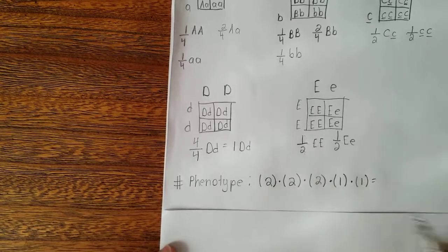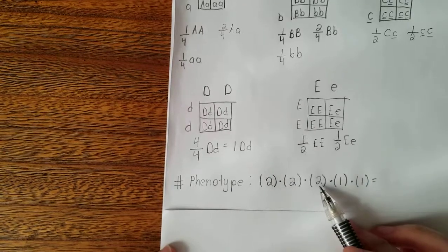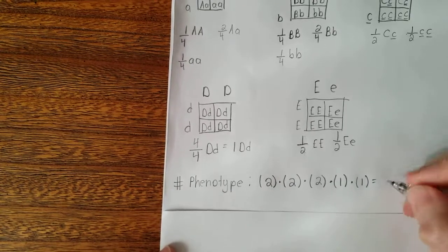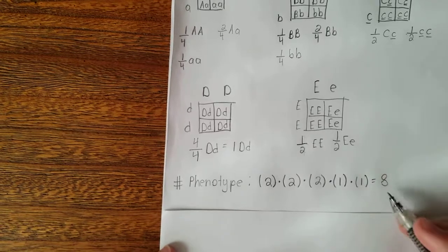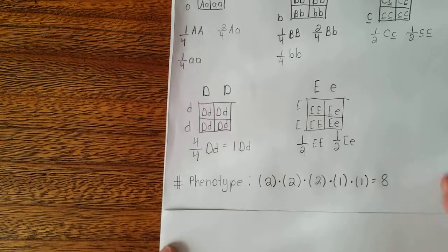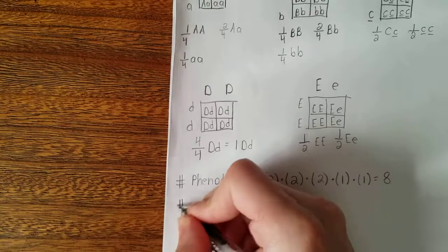So just multiply. 2 times 2 is 4, times 2 is 8. So times 1 is just 8. So we have 8 phenotypes. So we need to go to the number of genotypes now.